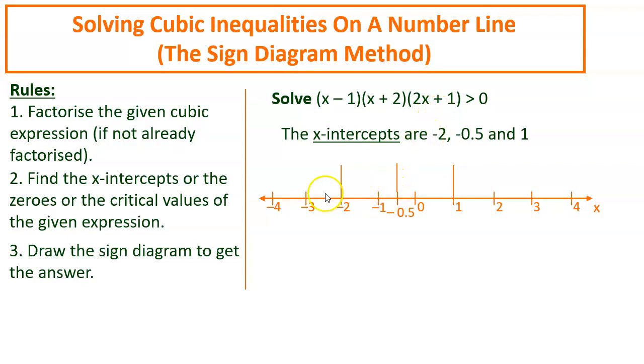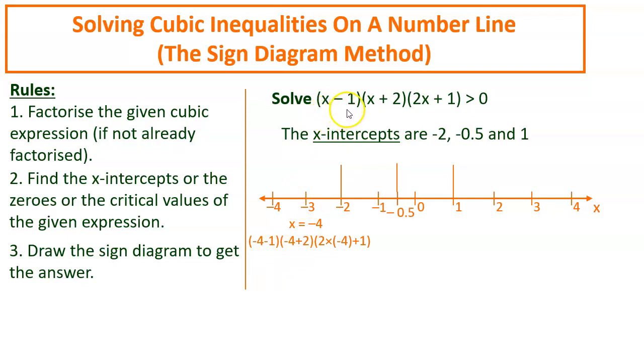So we start with the leftmost region. I have taken x equals negative 4. You can take any value of x lying to the left side of negative 2. You can take x equals negative 3. You can take x equals negative 10. Any value, but it should be lying towards the left side of negative 2. And in place of x, I am substituting minus 4.